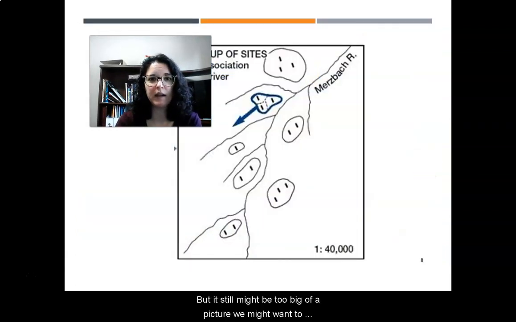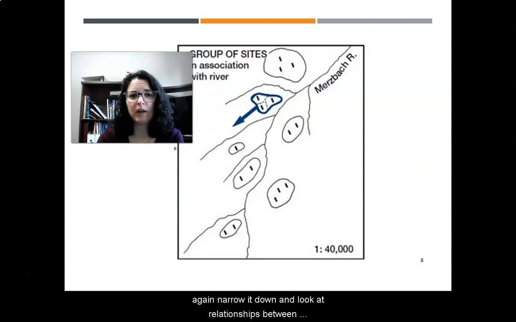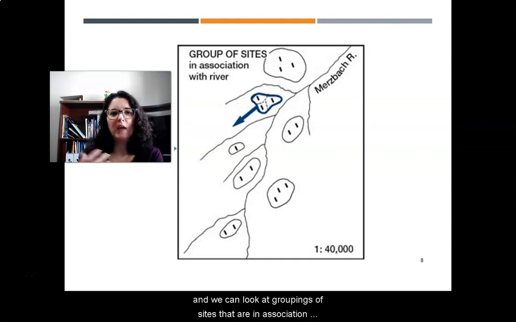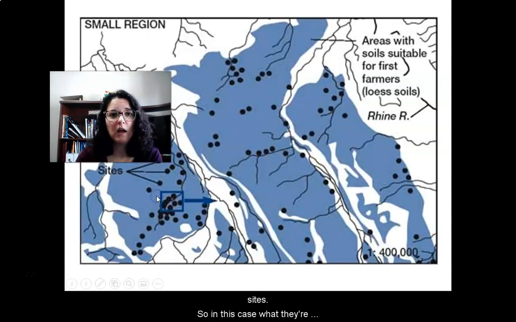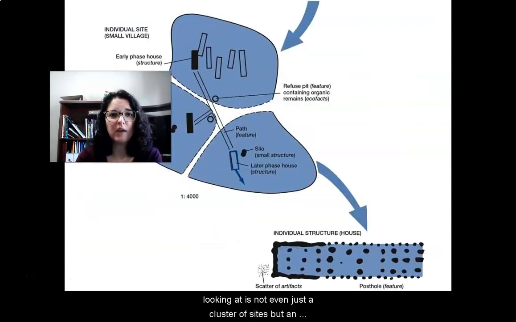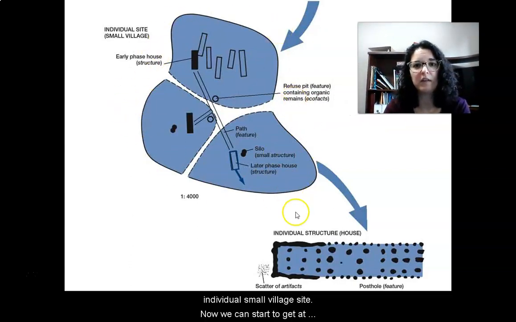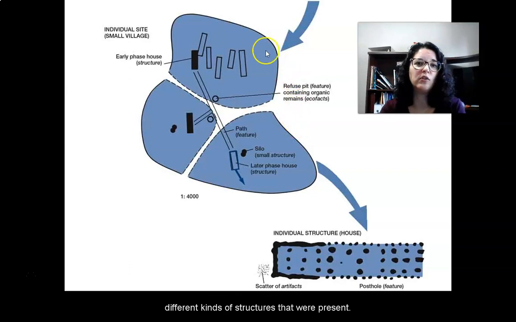We might want to narrow it down and look at relationships between a grouping of sites. In this case, we're not looking at just the Rhine River, but at one of its smaller tributaries, the Mersbach River, and we can look at groupings of sites in association with this. We can then look at a particular cluster of sites. And in this case, they're looking at not even just a cluster of sites, but an individual small village site. Now we can start to get at different kinds of structures that were present.